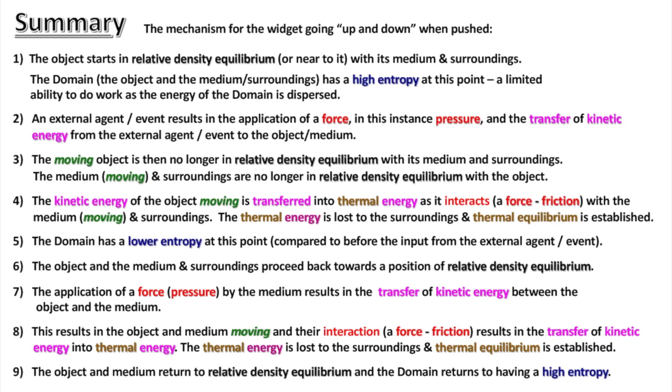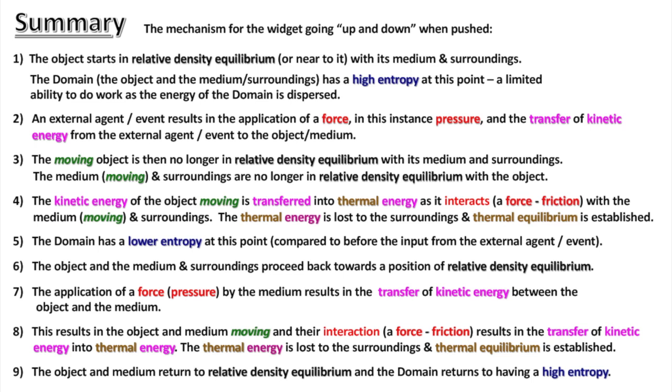4. The kinetic energy of the object moving is transferred into thermal energy as it interacts, a force friction, with the medium, moving, and surroundings. The thermal energy is lost to the surroundings and thermal equilibrium is established. 5. The domain has a lower entropy at this point compared to before the input from the external agent event. 6. The object and the medium and surroundings proceed back towards a position of relative density equilibrium.